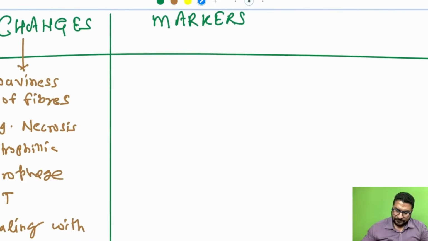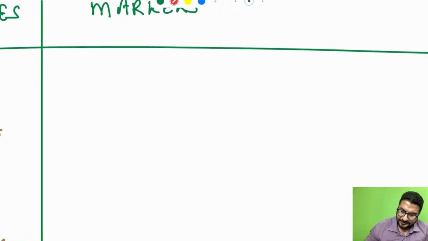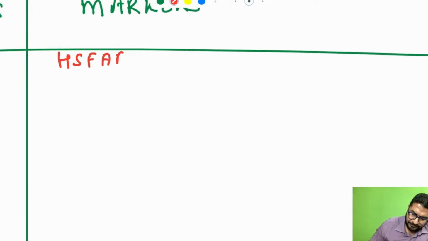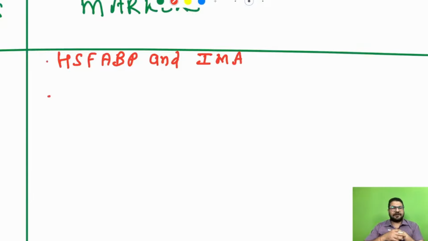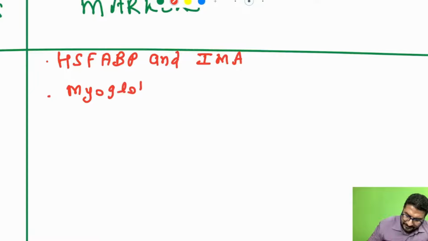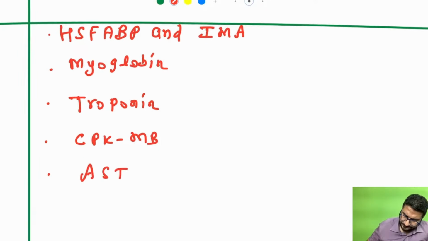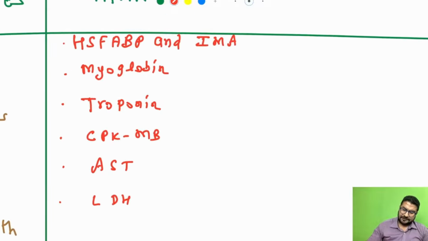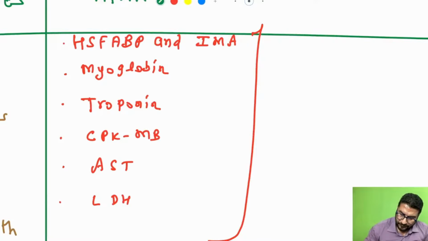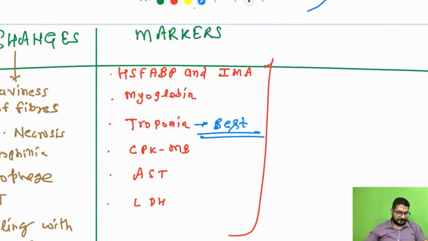Now coming to markers, they ask in exams which marker is the first to increase. The first marker which will increase is heart specific fatty acid binding protein and ischemia modified albumin, but unfortunately these two are not available in India. So in the exam your option will be myoglobin. After myoglobin, troponin increases. After troponin, CPK-MB. Then we have AST. And last we have LDH. You have to remember this sequence. Is that clear? If I ask what is overall the best one, the best, most sensitive and specific will be troponin.